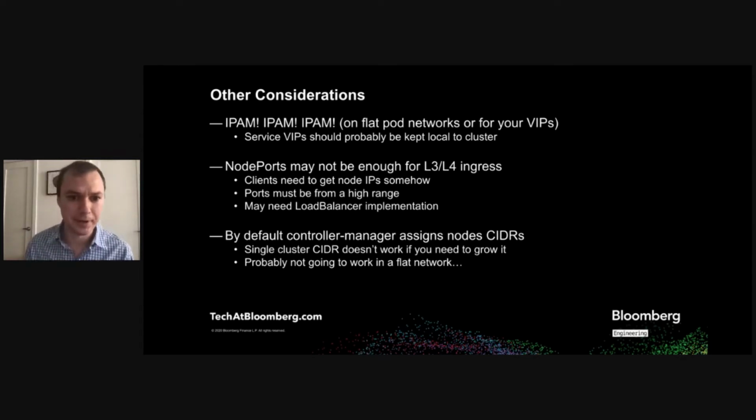So something to consider. The last thing I'll say is that by default, the Kubernetes controller manager assumes that you have one pod CIDR that's going to cover your entire cluster range. Out of this CIDR, it's going to hand out a node CIDR to every single node that joins your cluster. On a flat network, I think this is probably too heavy-handed to work, especially if you ever want to grow your IP range. That's probably not something that's going to work for you in a flat network.